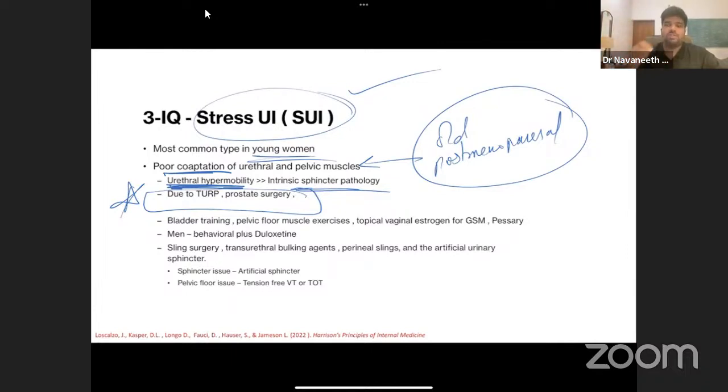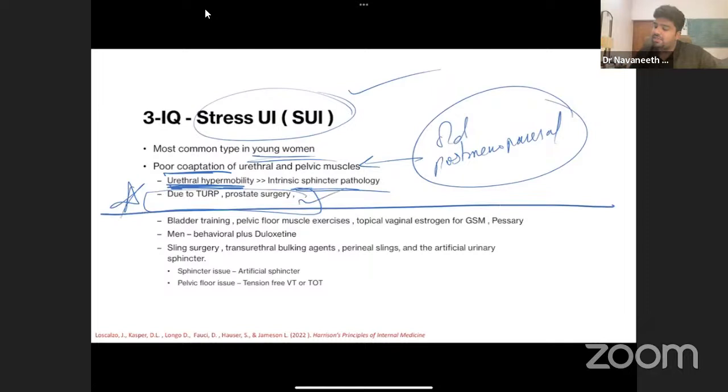But post-surgery, if there's a problem, if the nerves become dysfunctional, if the muscles are not sutured properly, the muscles become weak, and that leads to stress incontinence. So from overflow incontinence, the patient became stress incontinent. So that's important to understand, due to TURP surgery or prostatic surgery.